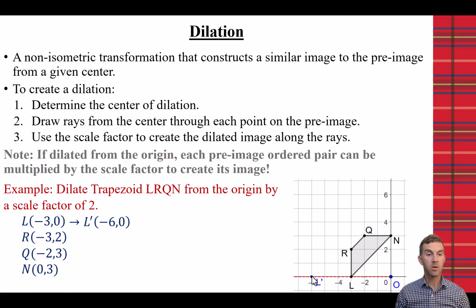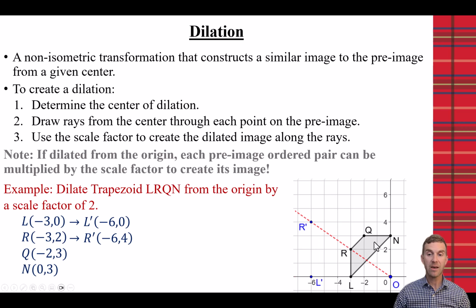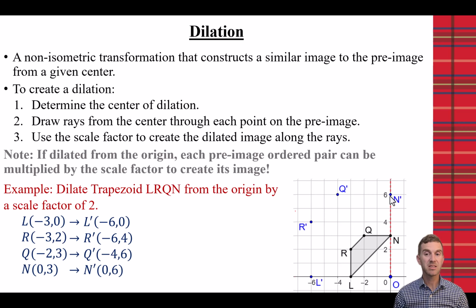When we think about what's going on with R, we draw our ray, and we're going to double that distance following that ray to get up to R prime, which will occur at -6, 4. Same thing with Q. We have our distance along the ray. We double that distance to get up to Q prime, which is -4, 6. And then for N, we're going to follow the y-axis. We're going to go from 0, 3. We double that distance, and that's why we get up to 0, 6. And there would be our dilated trapezoid.